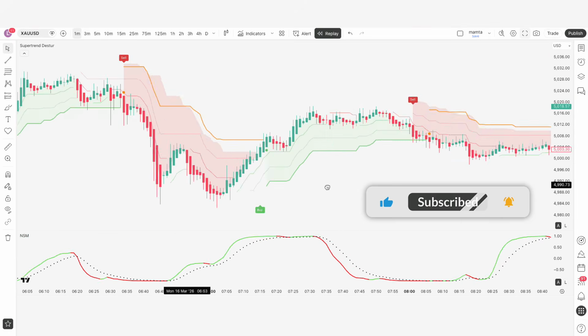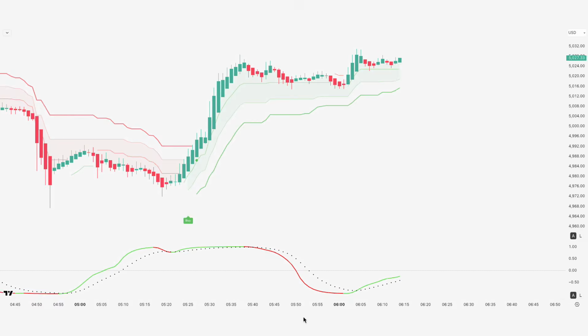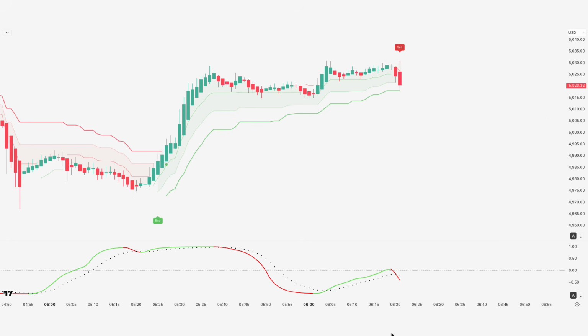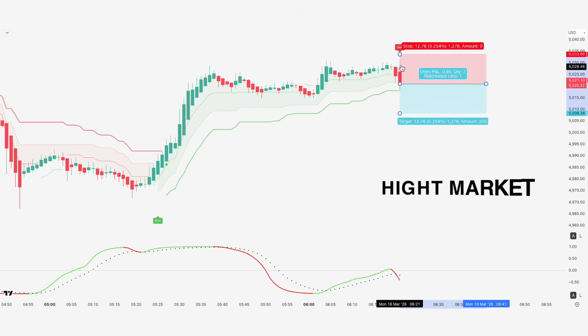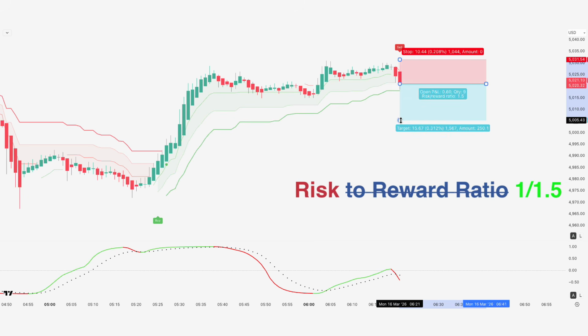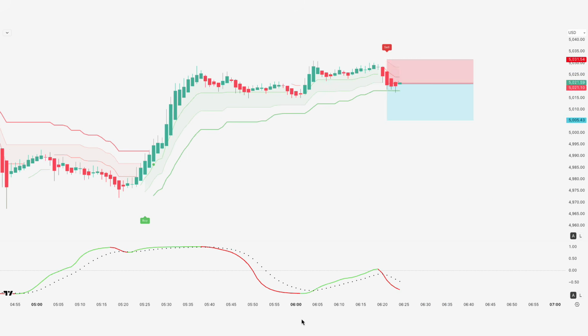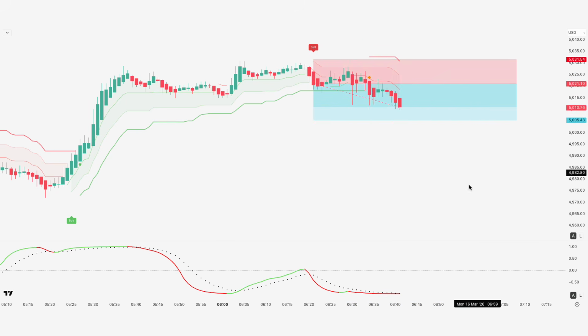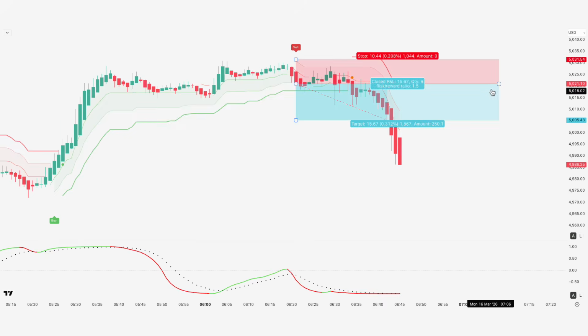Click OK. Now our setup is ready. Let's see how we use these trading setups. When the Supertrend DESTA arrow of this indicator is a sell signal, the normalized smoothed MACD should be a red line, and the market forms a bearish candle. If this condition is fulfilled, then we will place a sell order. Our stop loss is to be placed at the previous high of the market, and the risk to reward ratio will be 1:1.5. The market has completely hit the target.